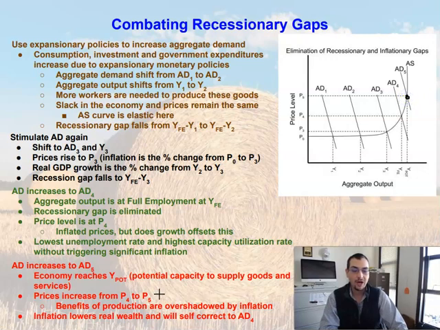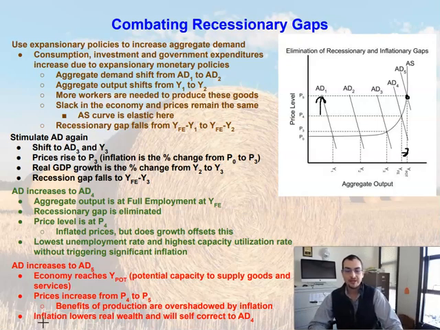So the Y potential is the potential capacity to supply goods and services. As we move from Y full employment to Y potential, we have a rather large increase in prices, but we have a small increase in real GDP. So the benefits of production are overshadowed by inflation. After we get past this full employment aspect, if we still try to stimulate the economy, then we're actually increasing prices at a much faster rate than we're producing those additional goods.